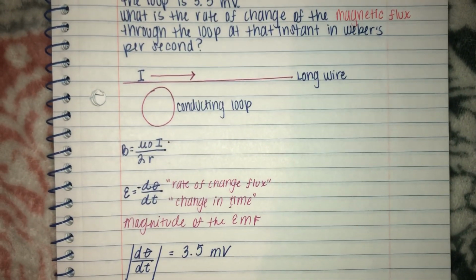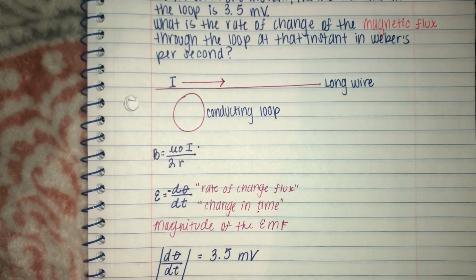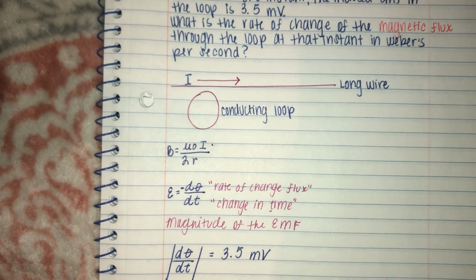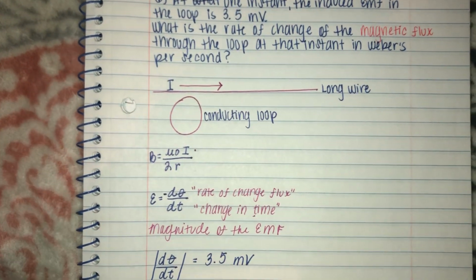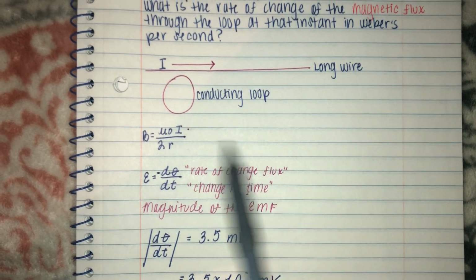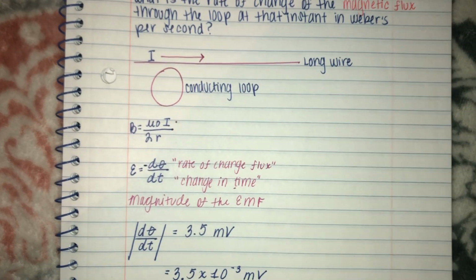So we're going to use the second equation because according to Faraday's law, an electromotive force is induced in the current and is proportional to the rate of change of the magnetic flux. So as you can see, we're going to use the EMF, the rate of change of flux over the change in time.